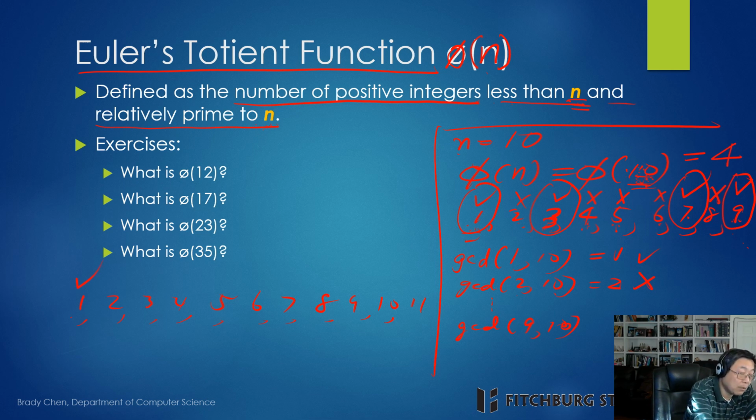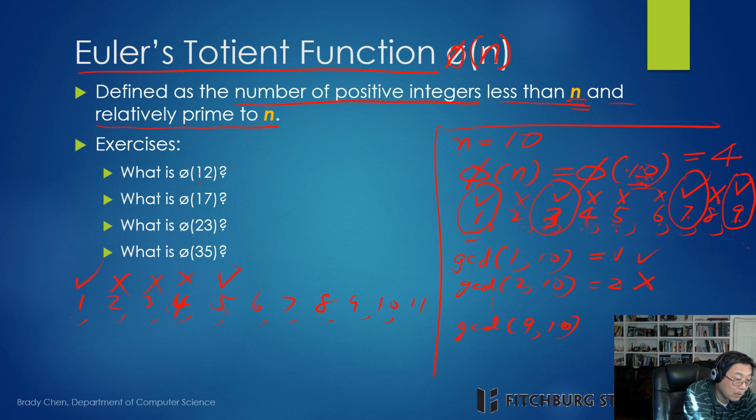1 and any number are relatively prime because the common factor is 1. 2 and 12, no. 3 and 12, they have a common factor 3, right? So they're not relatively prime. 4 and 12, they have a common factor 4, so they are not relatively prime. They also have a common factor 2, so they have more than one common factor other than 1. 5 and 12, yes, you cannot find any factor other than 1.